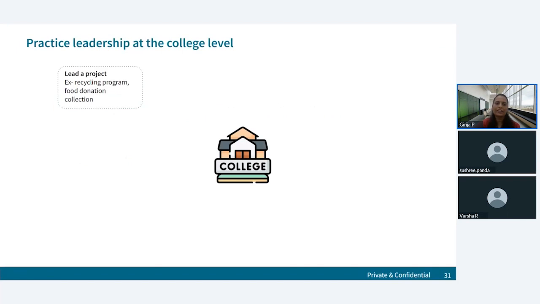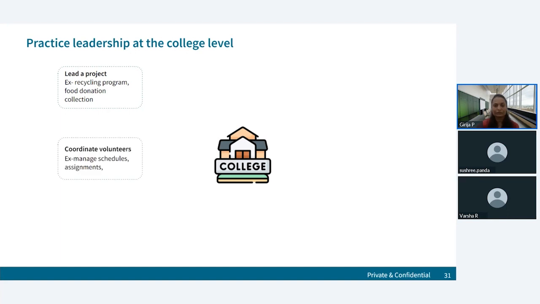First, you can lead any project at your college. You can come up with any idea, and it will help enhance your strategic thinking because you are leading a project. You can lead a project on anything, like a recycling program or a program to collect food donations. You can lead that project and plan everything by yourself.